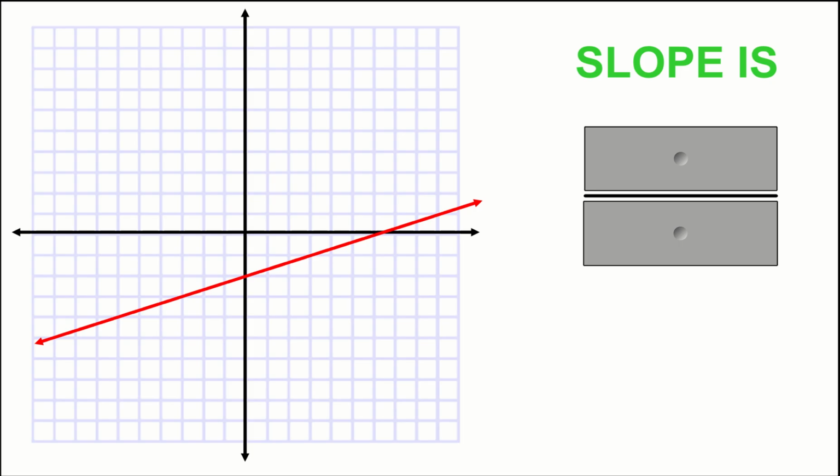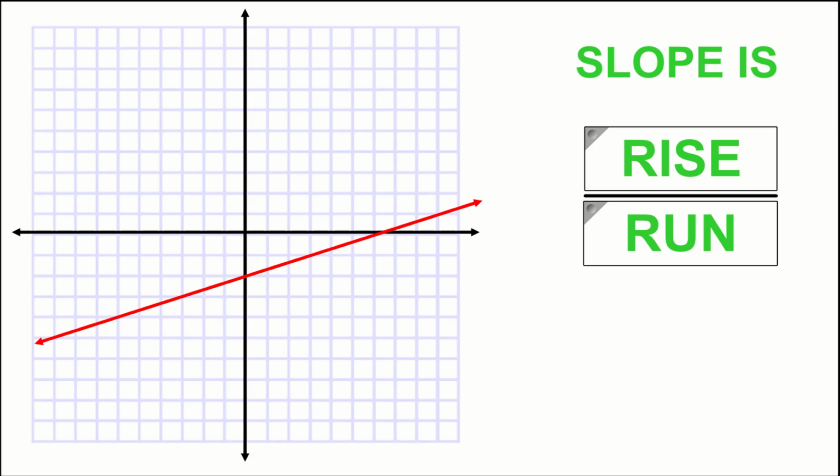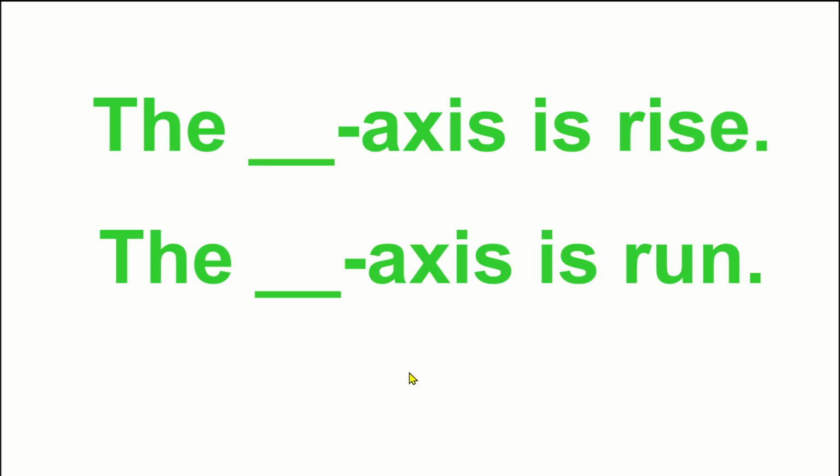So first, when we have a graph, how do we find the slope on a graph? Rise over run. So slope is rise over run with a graph. Rise goes up and down, right? Run goes left to right. So which axis goes up and down then? Y. So our y-axis is working with the rise, x-axis is working with the run.